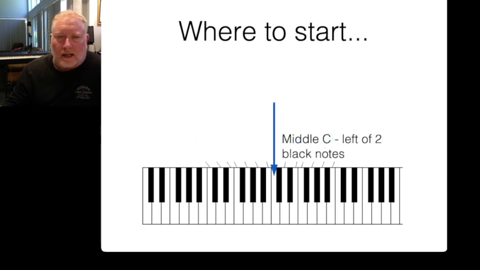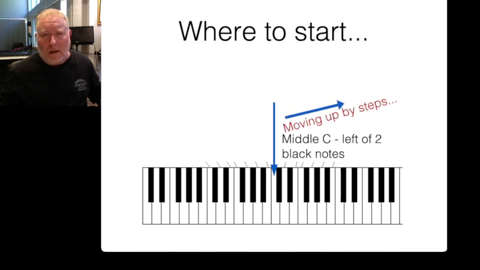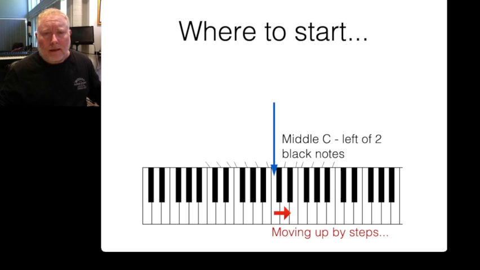We always start by explaining where to find middle C, just so you can find a point of reference. Middle C is right in the center of the keyboard to the left of two black notes. It sounds like this. That's middle C, and it's one of the first notes that you learn. And then we work out from there, moving up by step. Just stepping up that musical ladder.